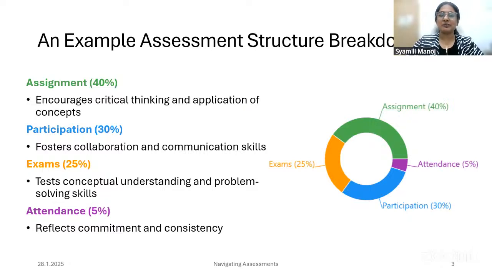So this was an assessment structure breakdown of a course that I had taken, where the course was based on assignments, 40%, participation, 30%, exams, 25%, and attendance, 5%. Attendance was not just satisfactory, but the percentage of attendance was taken into consideration. So they took into account different elements, touching and enhancing different skills the students have to develop, to come up with a progressive assessment approach. So we could elaborate one by one.